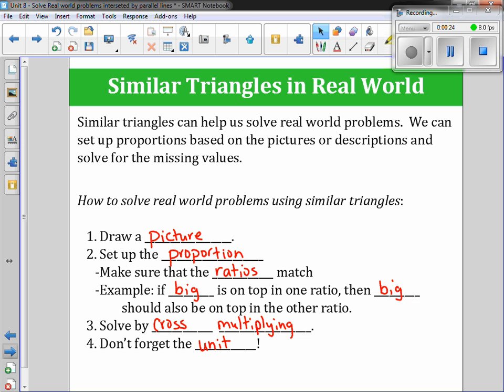These are the steps that we want to follow. We first want to draw a picture if one is not given. We want to set up a proportion. Make sure that the ratios match. For example, if the biggest triangle is on top of one ratio, then the biggest triangle should also be on the top of the other ratio. We're going to solve by cross multiplying, and don't forget to use those units of measure at the end. Let's go ahead and start to take a look at some examples.